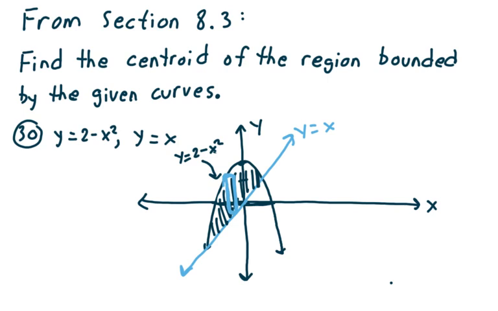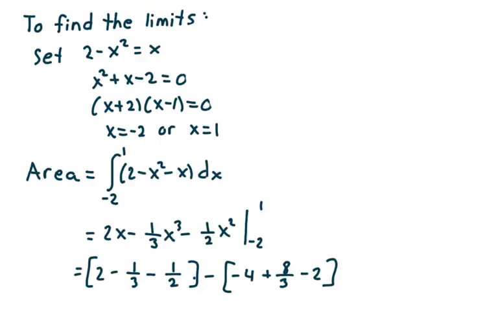Now, what I'm going to do first is set 2 minus x squared equal to x, because I want to find the limits for each of the integrals. From here, we can say x squared plus x minus 2 equals 0. If I factor, I get x plus 2 times x minus 1 is equal to 0. So x is negative 2 or x is 1.